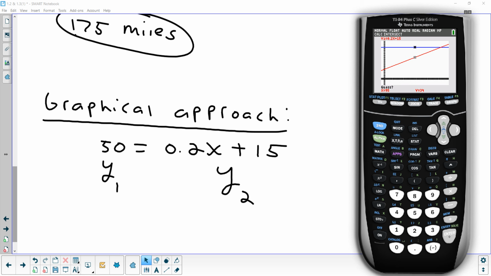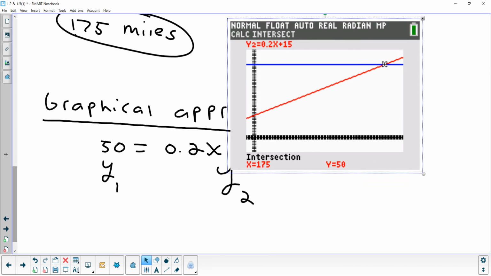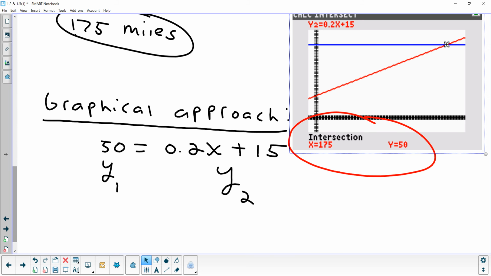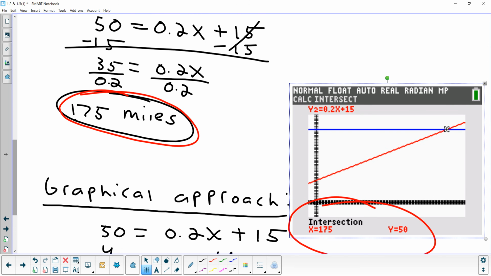The last thing it asks you for is a guess. So all you have to do is take your cursor and put it kind of close to the intersection. It actually doesn't matter. I'll show you when it does, but this problem, it doesn't make a difference at all. So once you put the guess kind of close to where you think the lines cross, hit enter for the third time. And what you should see on your screen is this. It says the intersection is at 175, which is exactly what we got, 175.